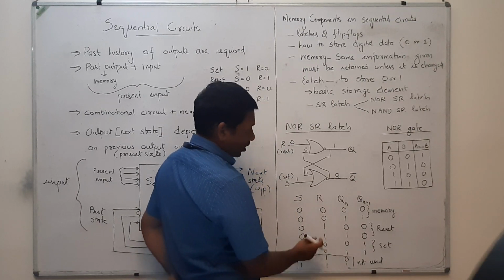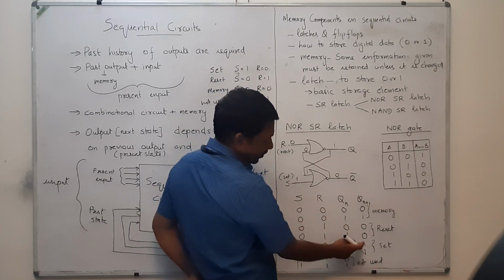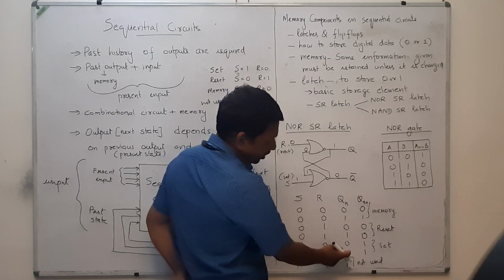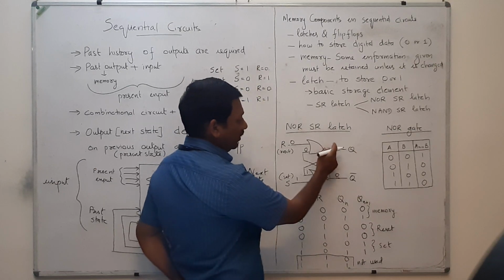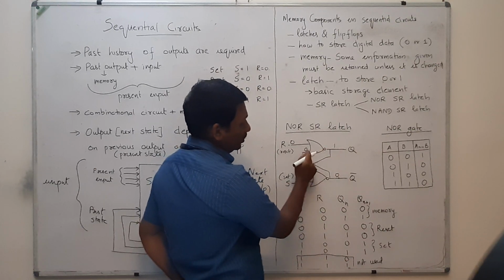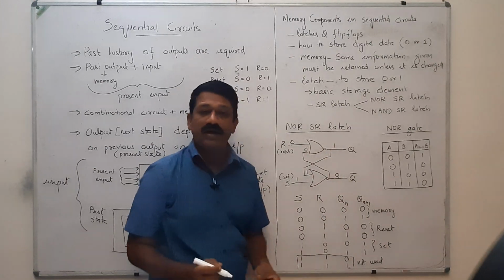Okay. Now if it is already 1, what will happen? 1 1 or 1 0 0 0 0 1. That means it will retain that information.